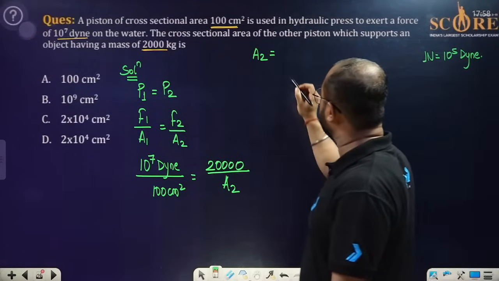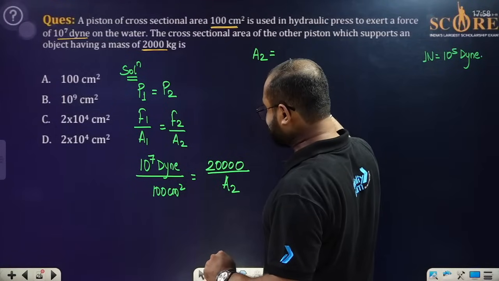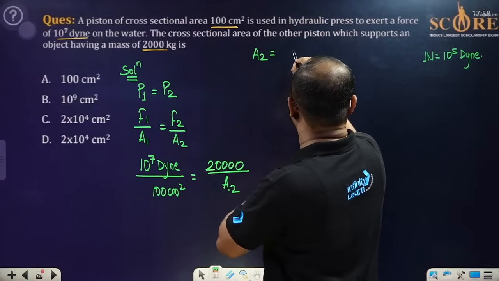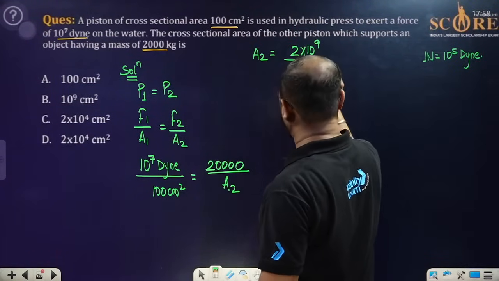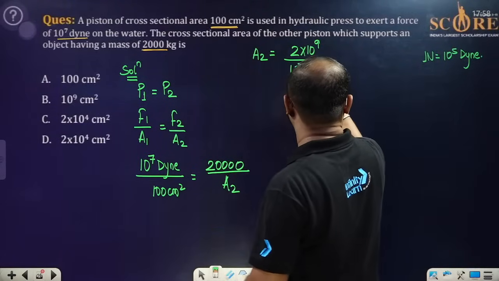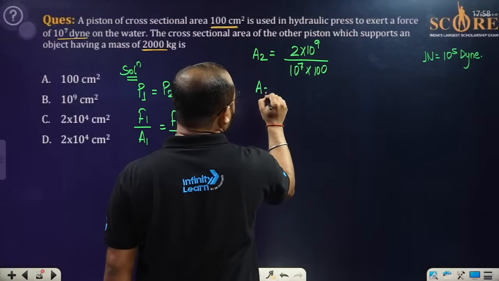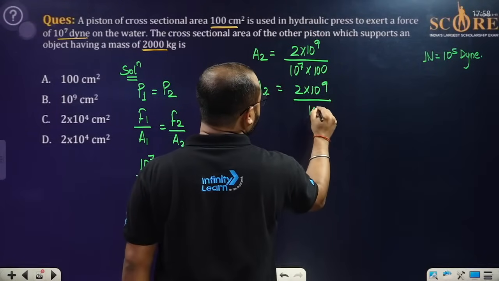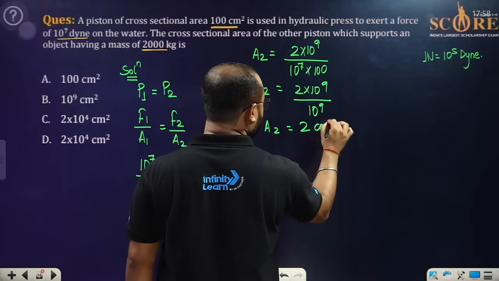So we can say A2 is 2 into 10 to the power 9 dyne, divided by 10 to the power 7 dyne multiplied by 100. So A2 will be equal to 2 into 10 to the power 9 by 10 to the power 9. So A2 is equal to 2 centimeter square.